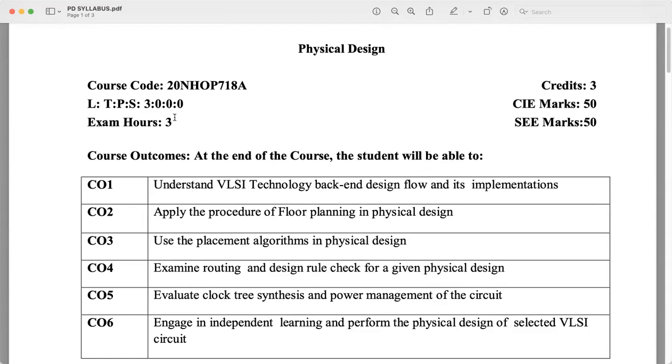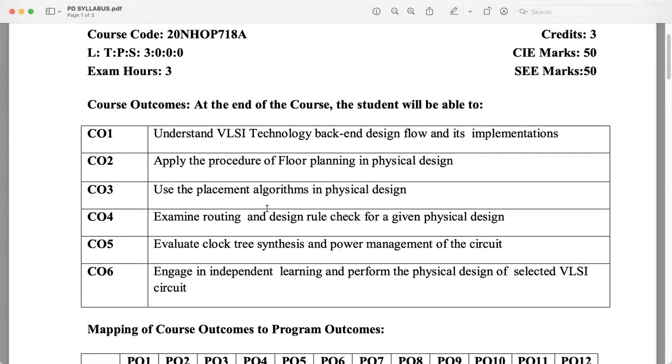Okay, fine. So the course code is going to be 20NHOP718A. This is a 3-credit open elective, and we'll be having about 3 lecture hours per week, and exam hours is going to be 3. The same model as you have for your regular subjects, right? And CIE marks is going to be 50, and SEE marks will be 50, 100 scaled down to 50, so totaling up to 100.